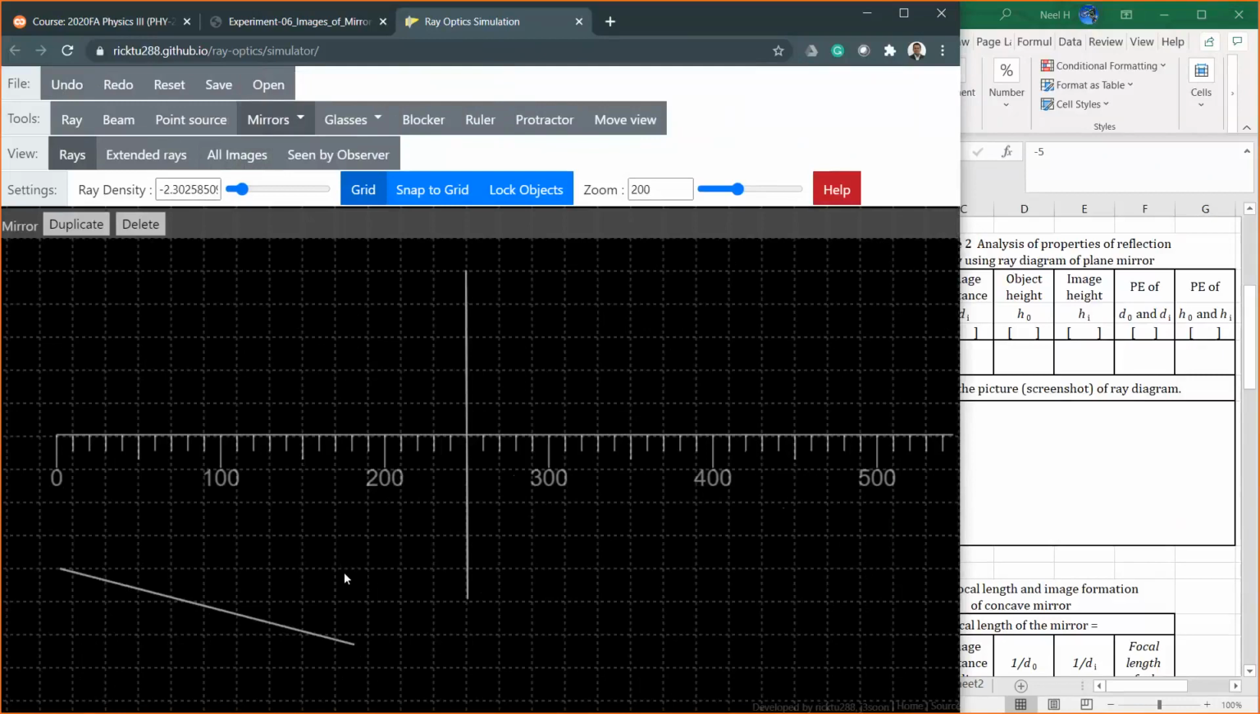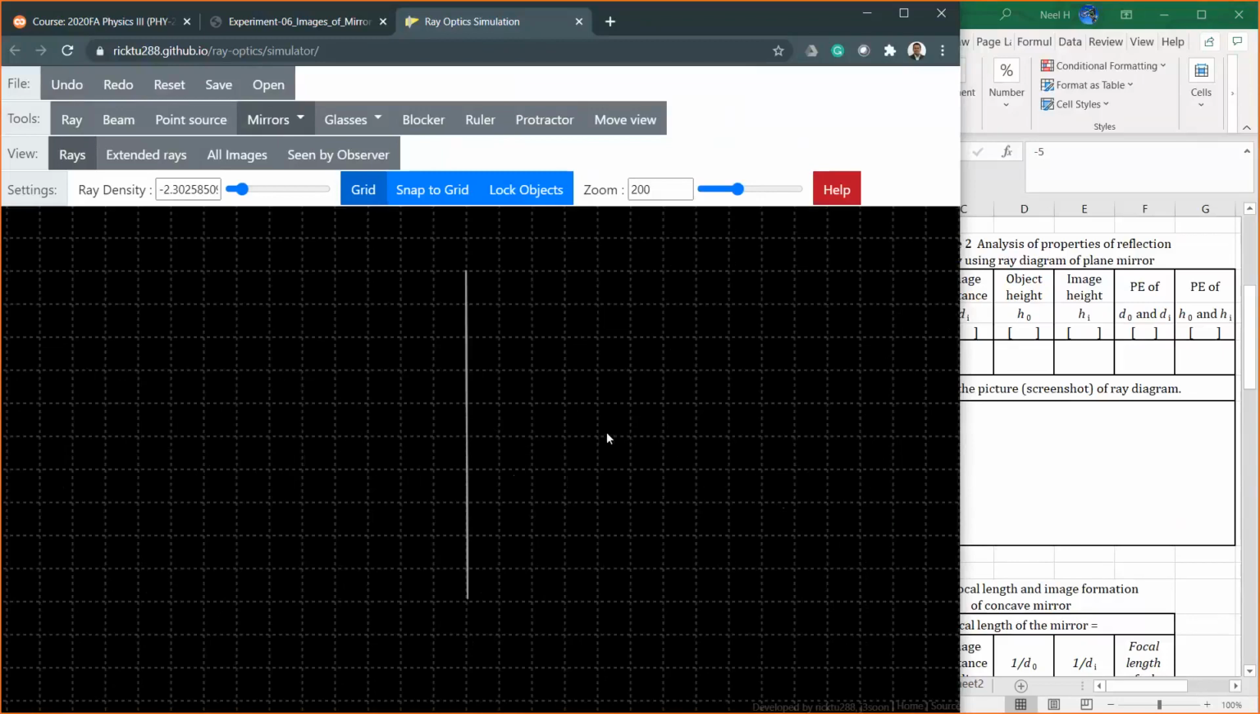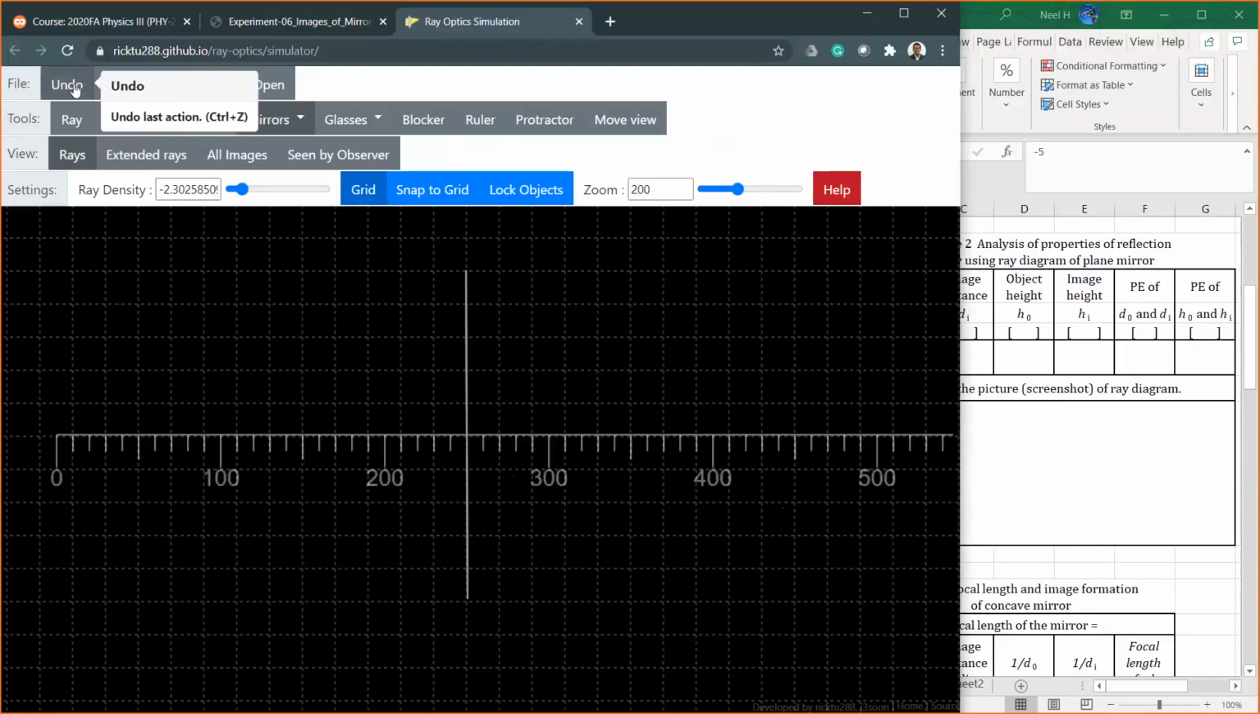Let's say I draw this one, I can undo, or I can click on the middle of this line anywhere and then hit the delete button on your keyboard. That will delete it. You can do the same for anything. For example, if I want to delete this meter ruler, I click there and hit the delete button. Let's undo this, then that will show up again. Now I have the mirror and the principal axis. All you have to do now is bring the object, right?